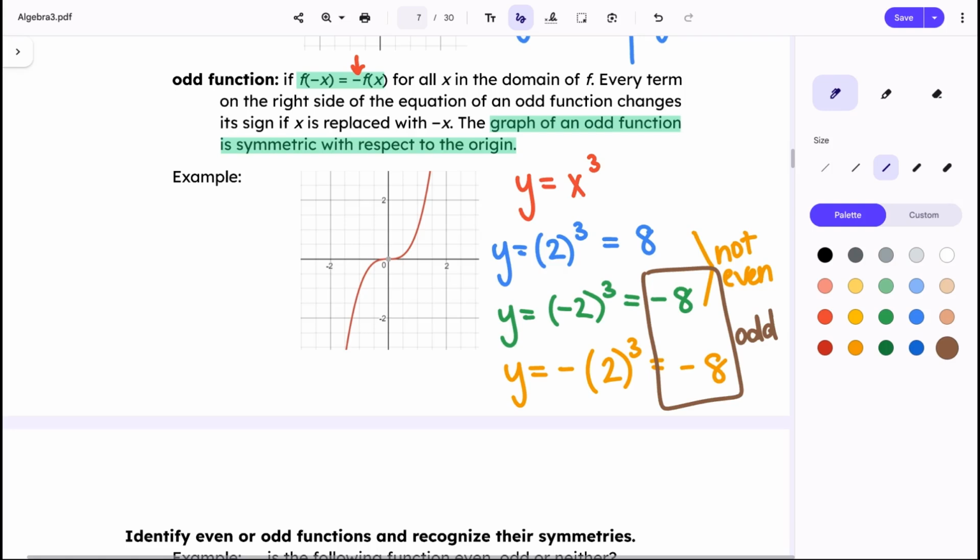So when you're doing these kinds of problems and trying to decide if it's even or odd, you always start by testing for even first. Because if it's a yes for even, you don't even have to think about testing it for odd, because if it is even, it can't be odd. Now, if it fails the even test, you will have to check it for odd. If it still fails the odd test, then it's neither, because there are some graphs that don't have symmetry at all.